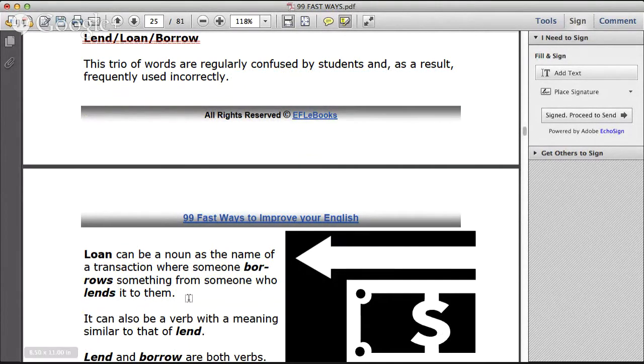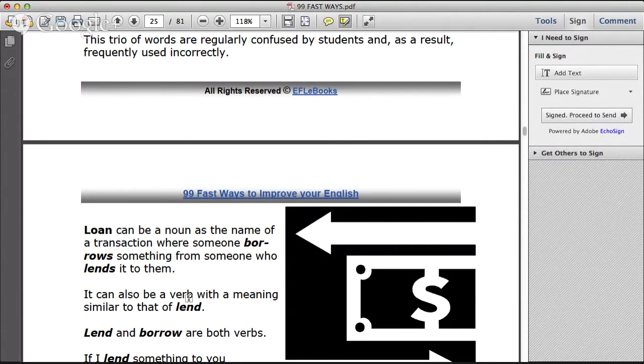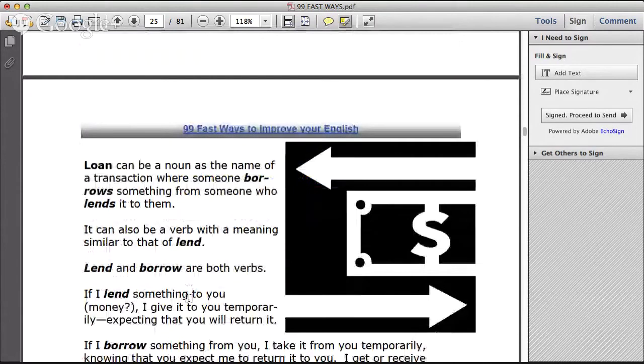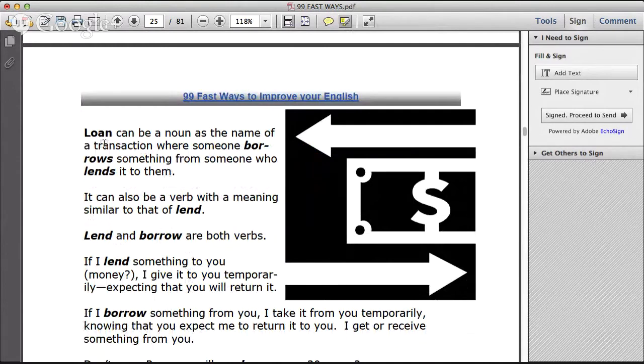Loan can be a noun, as the name of a transaction where someone borrows something from someone who lends it to them. So loan can be used as a noun. It also can be used as a verb. When it's used as a noun, it's a transaction where someone borrows something from someone who lends it to them. So it's like a mortgage loan or a car loan. You borrow money from the bank. The bank was the one that lent it to you.